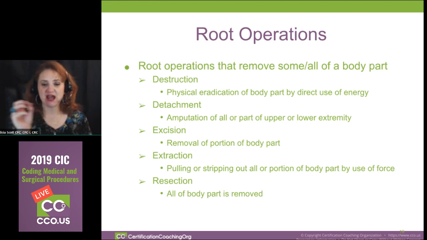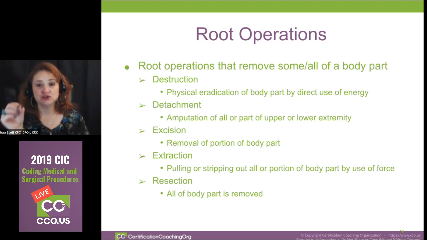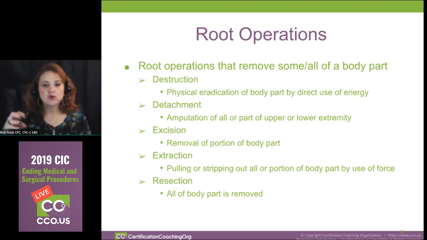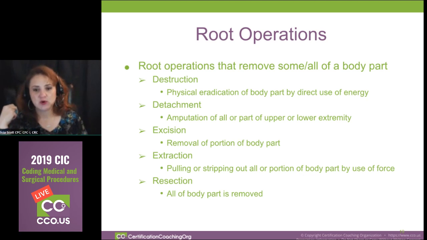So an extraction, how is that different? Well, we're using force and we're going to pull or strip out a portion of the body part. So if we remove the saphenous vein from the leg, what are we doing?